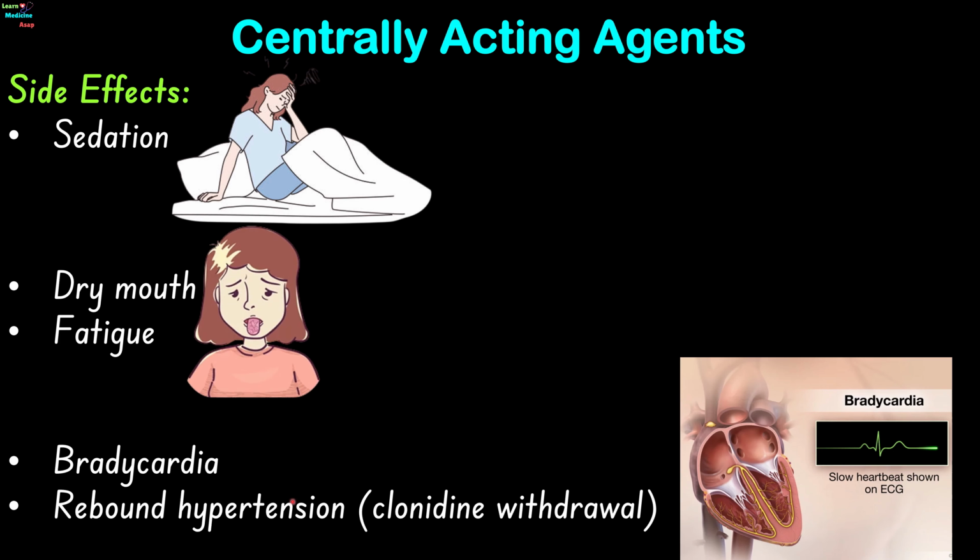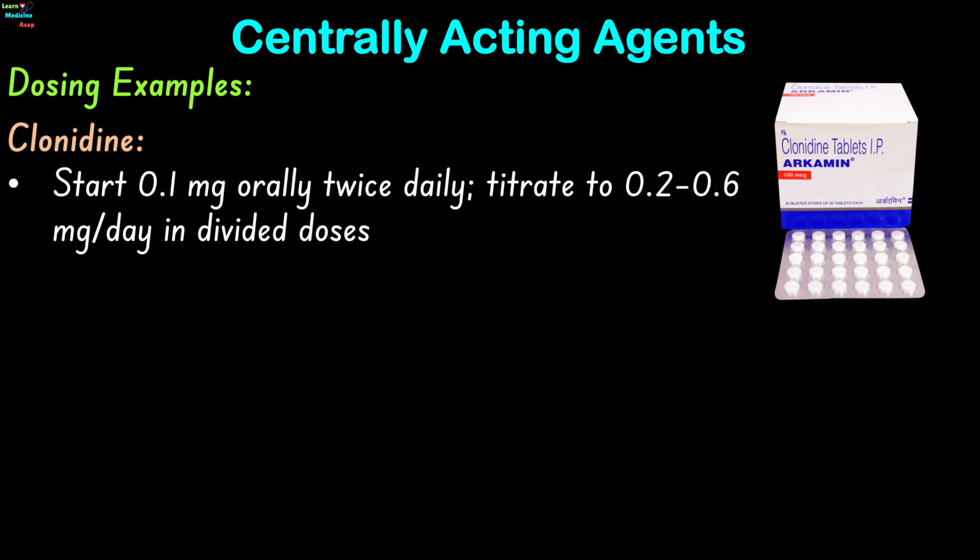A dangerous feature is rebound hypertension, which occurs if Clonidine is stopped abruptly after chronic use, causing a rapid surge in blood pressure. For dosing, Clonidine is typically started at 0.1 milligrams orally twice daily, titrated up to 0.2 to 0.6 milligrams per day in divided doses.